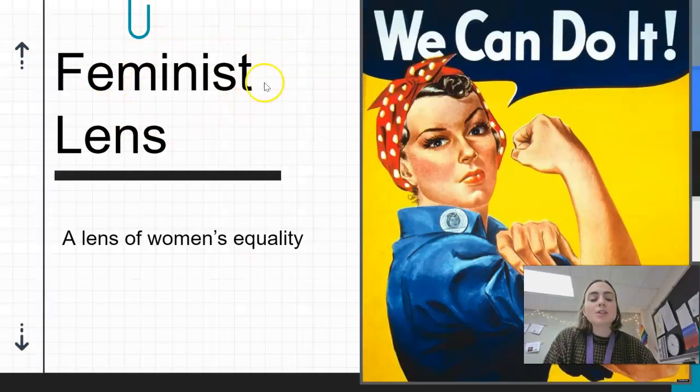So all of you have probably heard this word feminist before. You probably have an idea about what it means. It's all about looking at women's equality. And I would expand that to say equality of people of all gender identities and all sexualities.